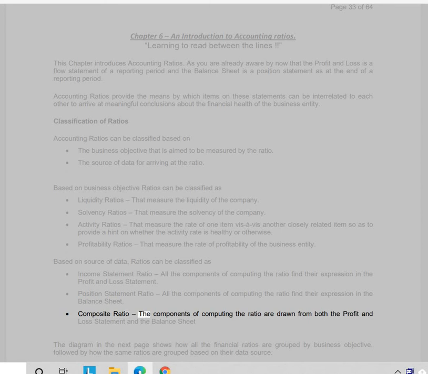Composite ratio. The components of computing the ratio are drawn from both the profit and loss statement and the balance sheet. The diagram in the next page shows how all the financial ratios are grouped by business objective, followed by how the same ratios are grouped based on their data source.